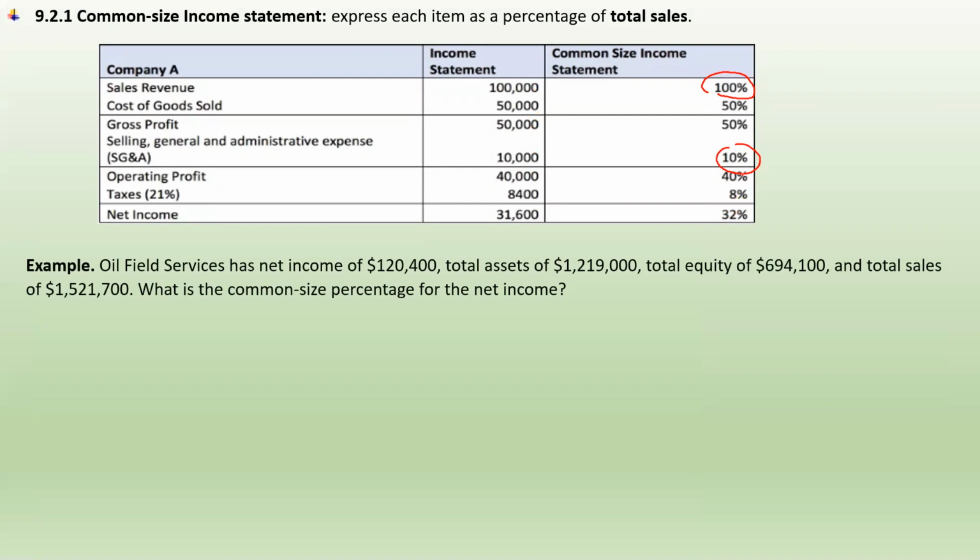One practice: Oil Field Services has net income of $120,400. It gives you total assets, total equity, and total sales. Then what is the common size percentage for net income? Here you should know that the common size percentage for net income is based on total sales, not total assets. We should divide the net income by total sales. So it's 7.91%.